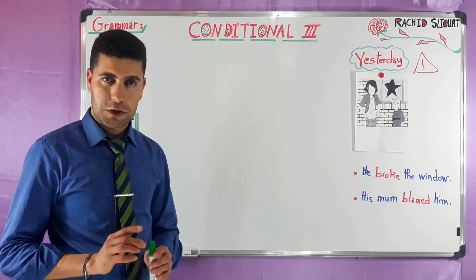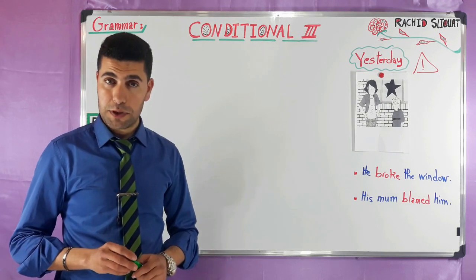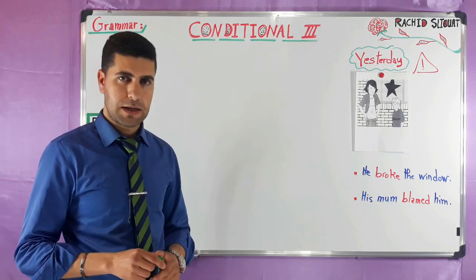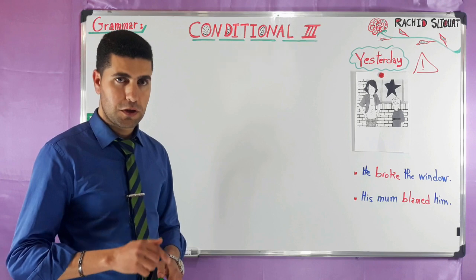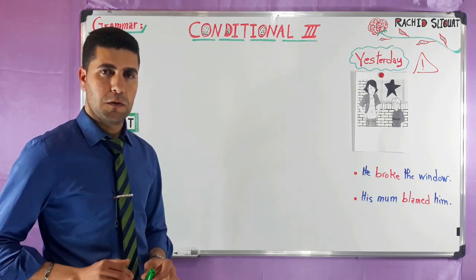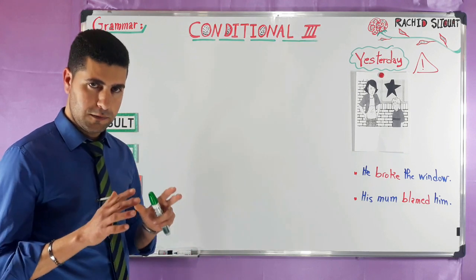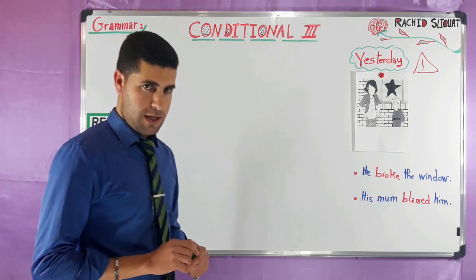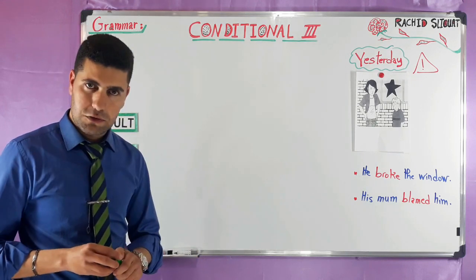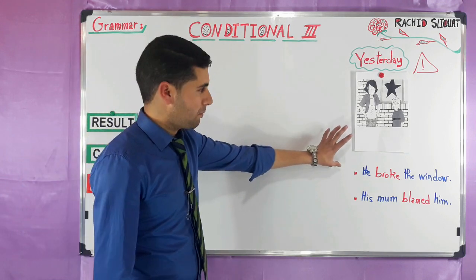In this episode we're going to talk about the conditional type 3. It would be very important if you have an idea about conditional type 0, 1 and 2. However, in this episode we're going to try to make this one as easy as we can. Before we move to conditional type 3, let's look at this picture first.